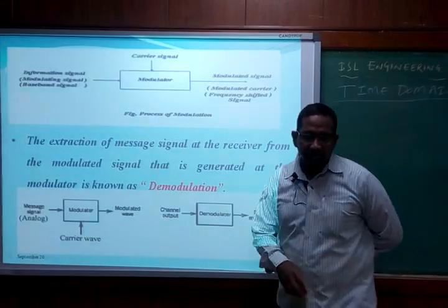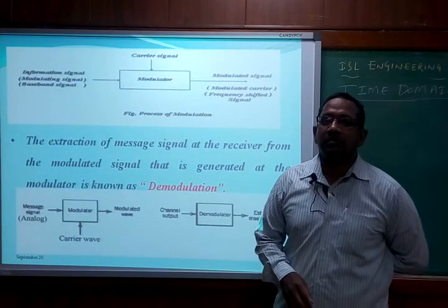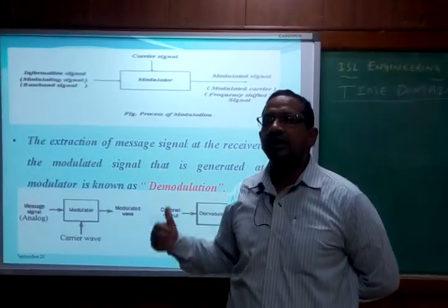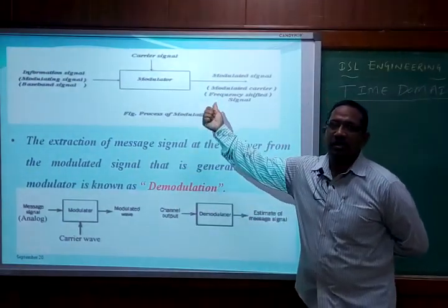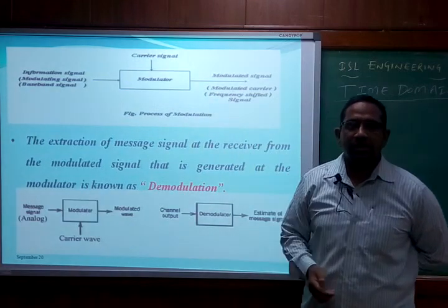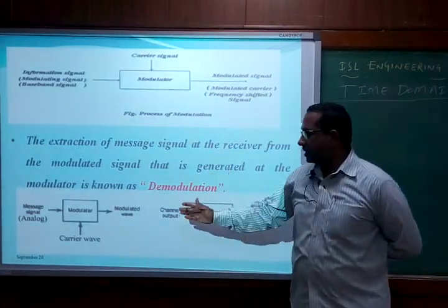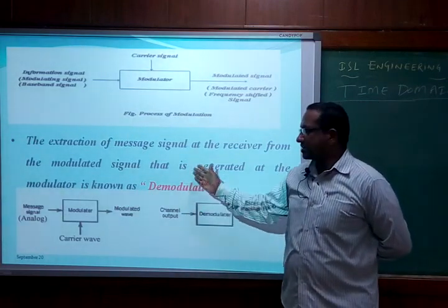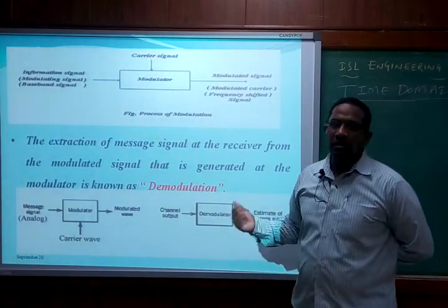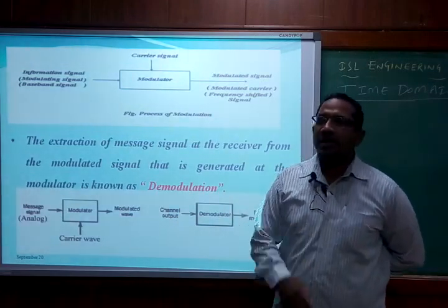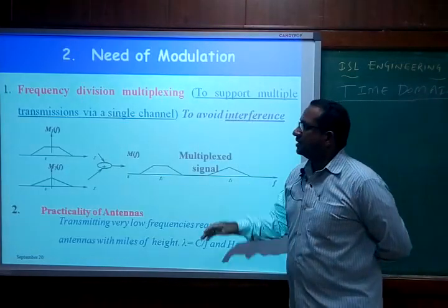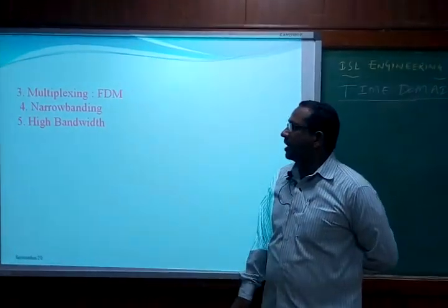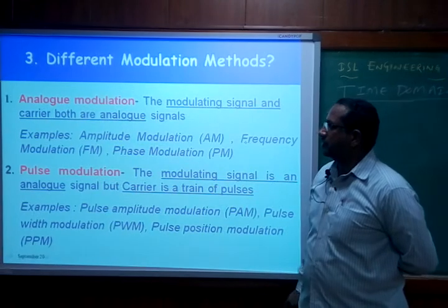Modulation is normally done by a block called modulator. The modulator accepts two inputs, one is the message signal, the other is the carrier signal, and after modulation takes place, that modulated signal is transmitted over the channel. Then the signal received at the demodulator from the channel is demodulated to extract the original signal. Then we discussed the need of modulation: multiplexing, height of the antenna, narrow banding, and high bandwidth. All these are very important for modulation techniques.